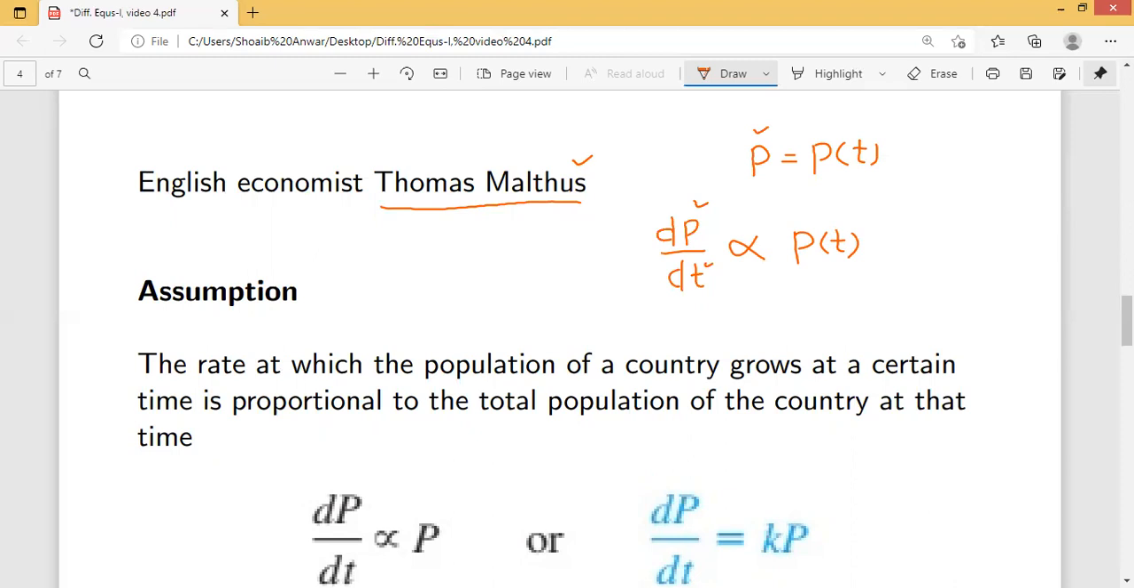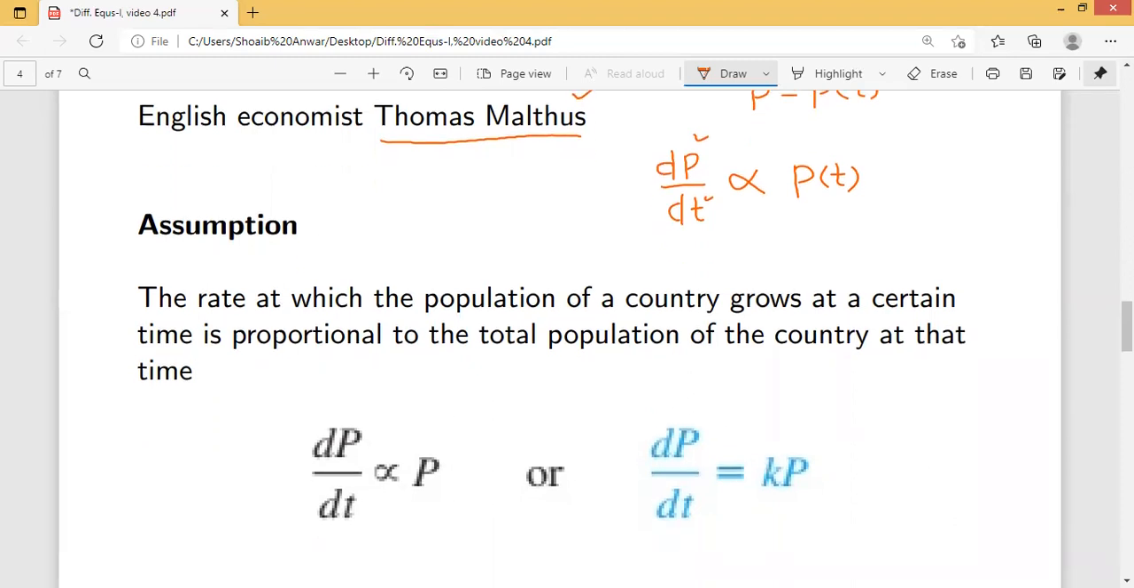So under these assumptions, we can write that dP by dt is proportional to P, or P of t, because population is a function of time. It changes with the change of time. In order to remove this proportionality sign, we can write dP by dt is equal to kP, where k is a constant of proportionality, and it's a growth rate.